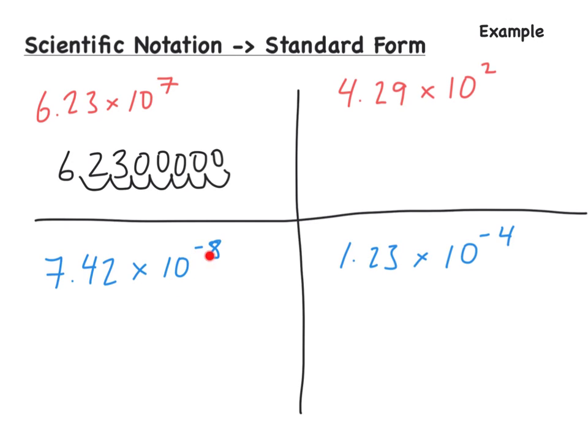Now look, we have a negative sign. So if we have a negative sign, we're going to move the numbers to the left. So if I write the number out first, and I know the decimal point is right here, and I have to move it 8 spots to the left. So decimal point's here. 1, 2, 3, 4, 5, 6, 7, 8. Plug in zeros.